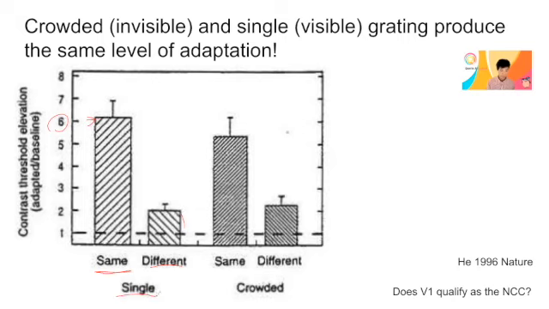And then this is a case of a single stimulus, so it is totally visible. But if it's totally invisible by crowding the stimulus, you still get the very, very strong effect. So it's like 5.5 here. And because of the error bar, it's not a difference between the single versus crowded condition, and the same goes for the different orientation. So that means that regardless of the visibility, the adaptation was the same.